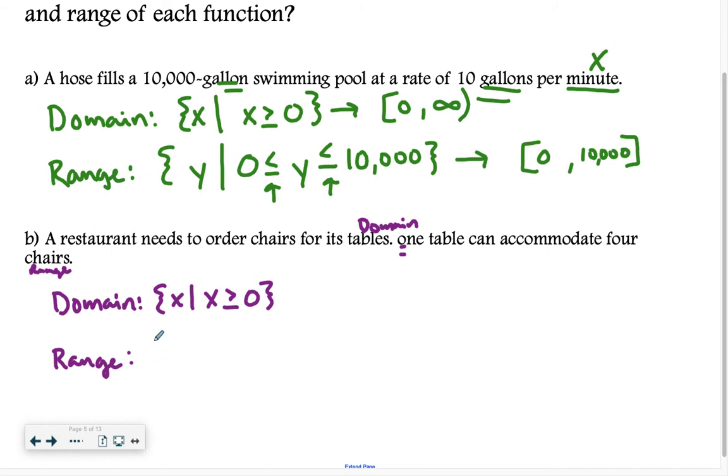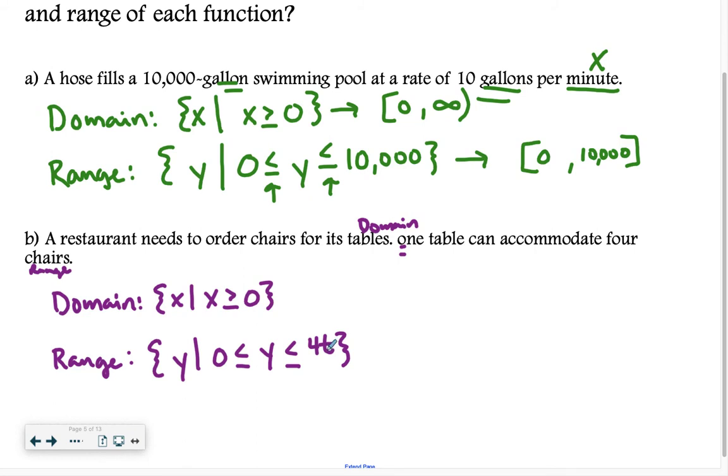Then for the range, I'm going to open my curly bracket and do y. The fewest number of chairs I could possibly have would be 0, because if there were 0 tables, there would be 0 chairs. And the biggest number of chairs would be 4 per table. If I had 1 table, it'd be 4. If I had 2 tables, it'd be 8. If I had 5 tables, it would be 20 chairs. If I had 100 tables, it would be 400 chairs. So it's 4 times however many tables there are.